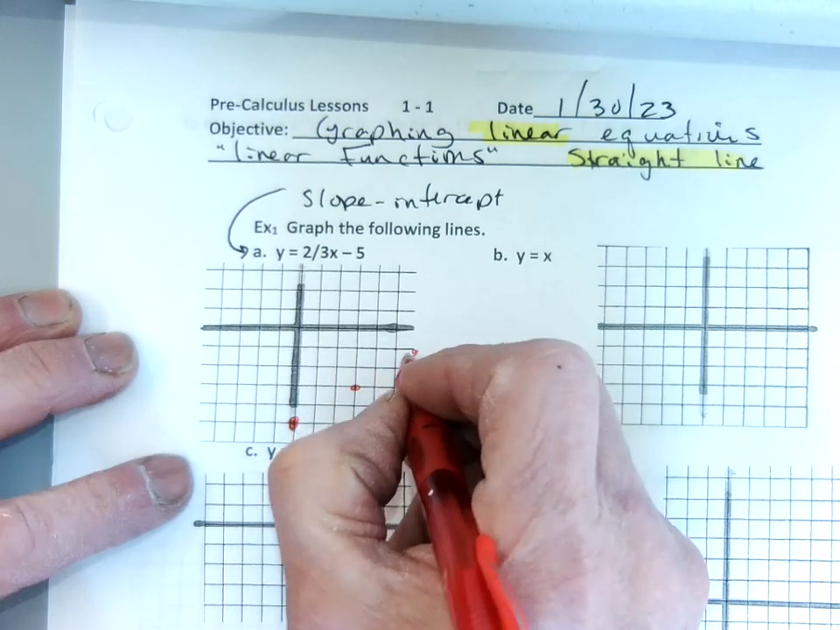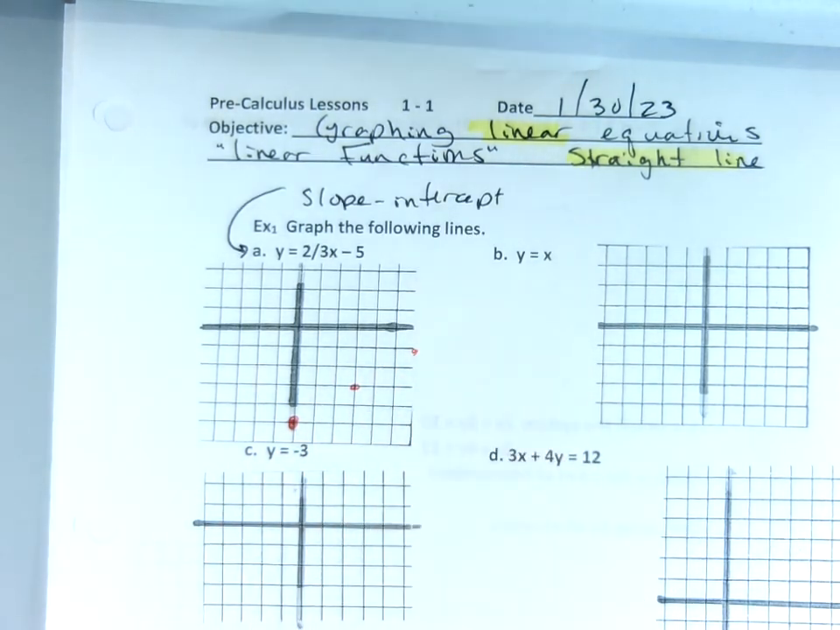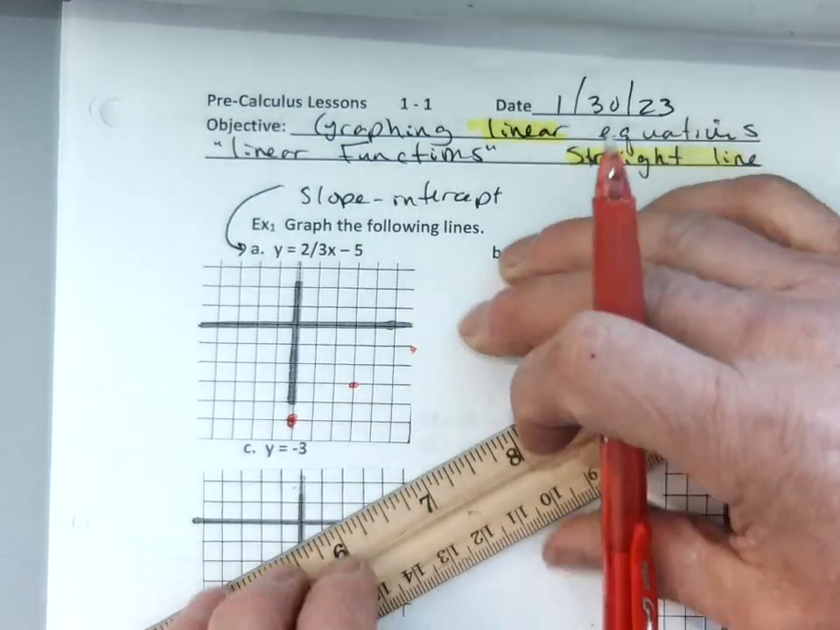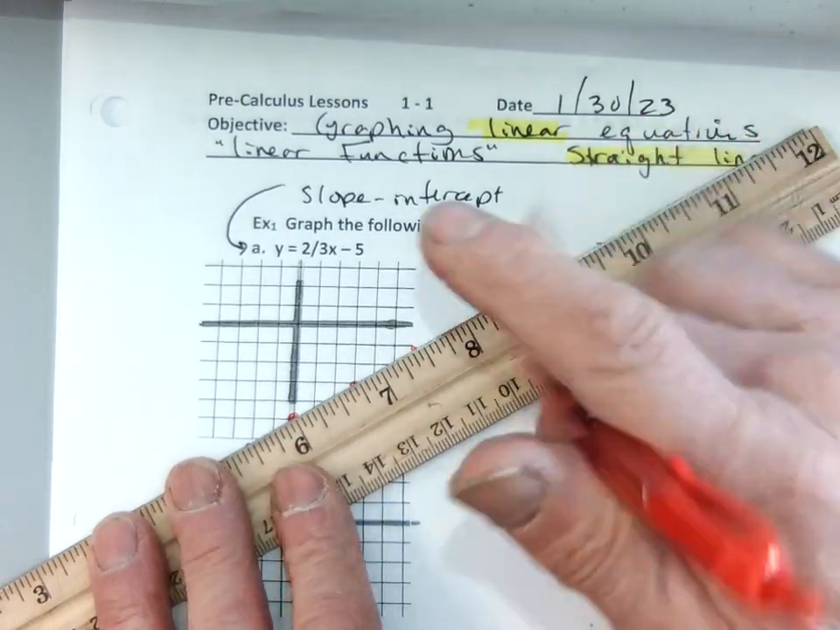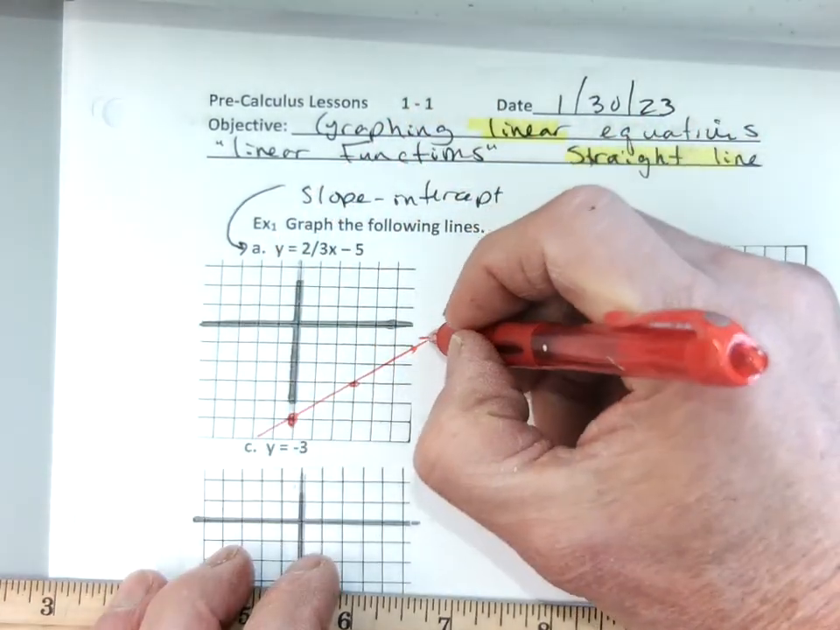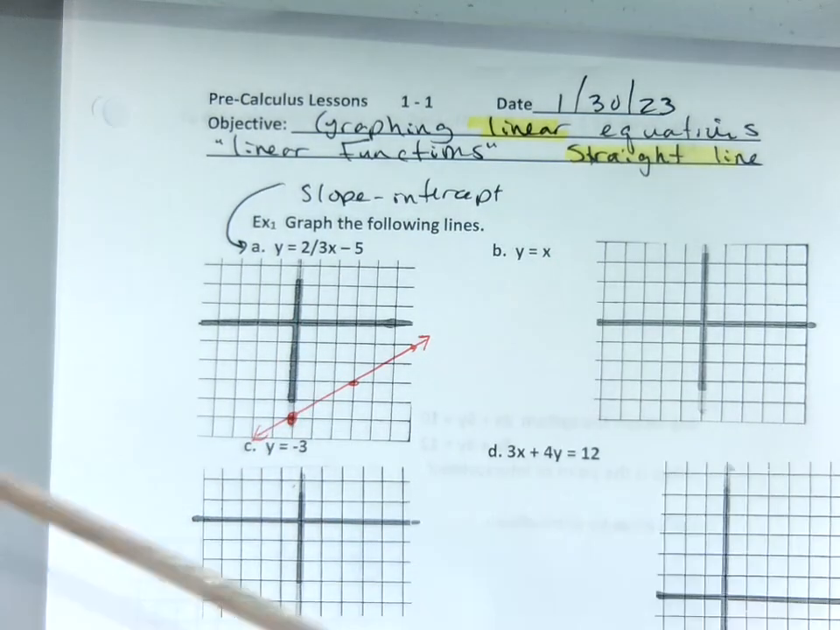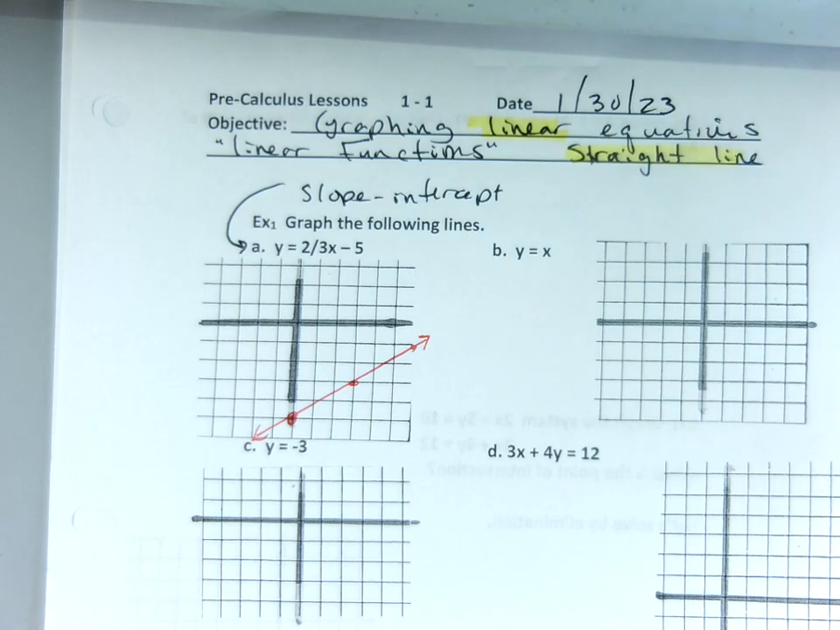I like to do lots of points because, you know, lines are forever long. So when I say lines are forever long, let's connect the dots and put arrows on it. When I connect my line, I put arrows on it because we know the graph goes forever in both directions.